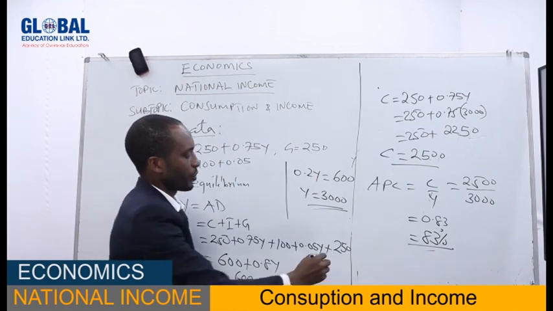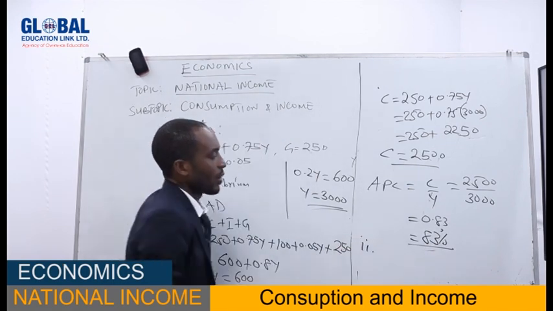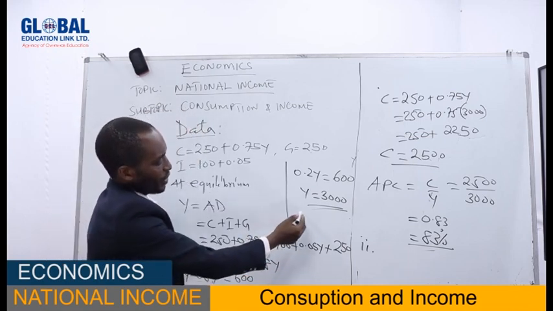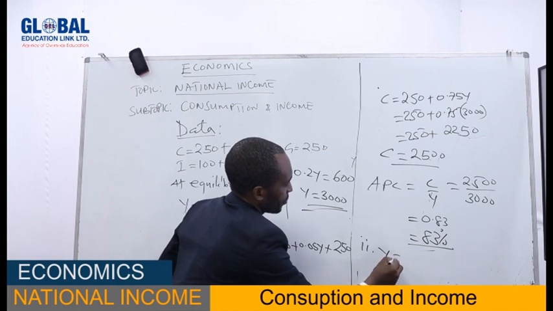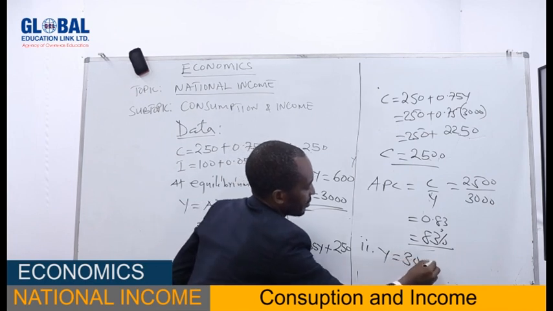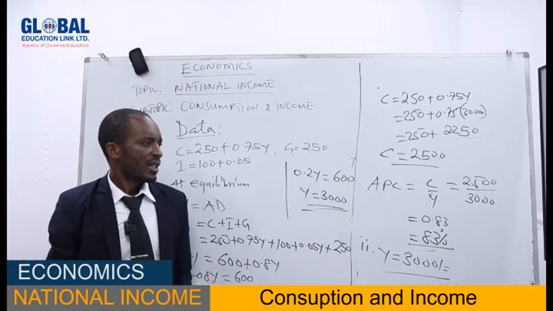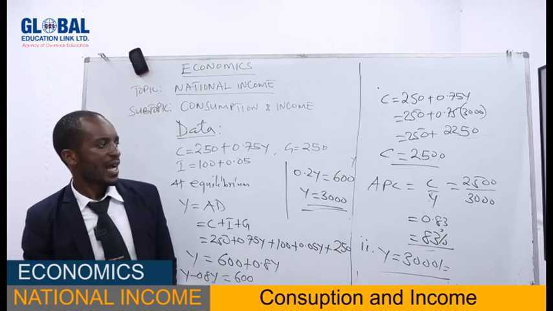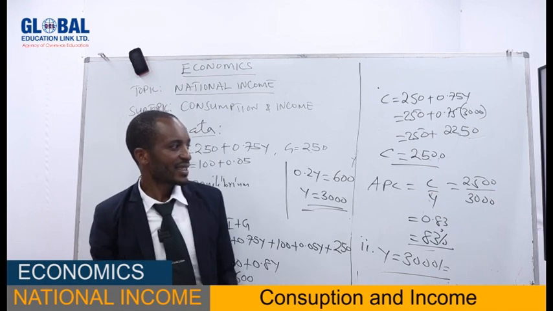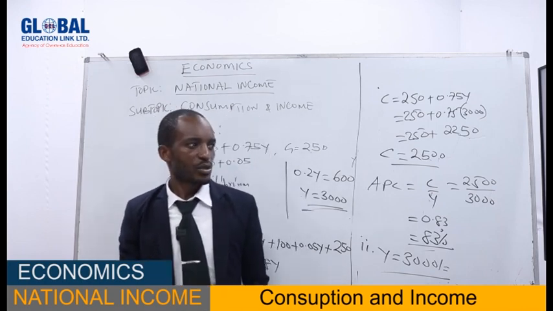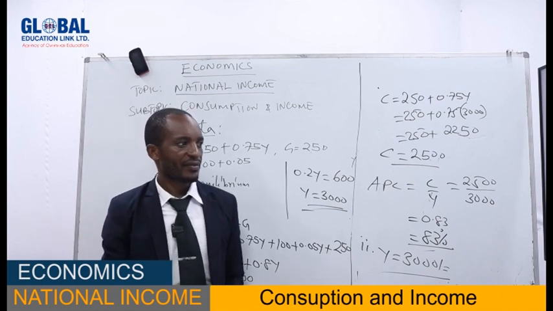Then Roman 2, calculate the level of national income. So the level of national income will be equal to Y, which is 3,000 as obtained above. Then Roman 3, we are asked to calculate the change in national income when investment changed to 350.